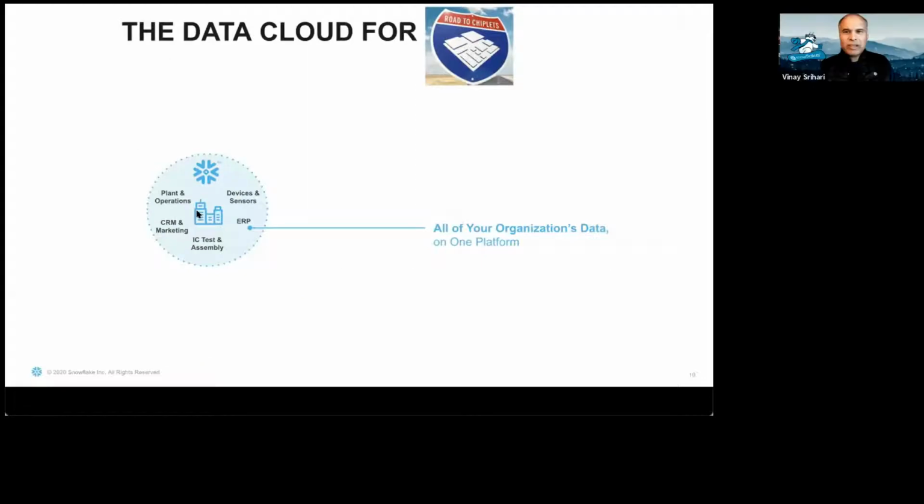So, looking at an application of the data cloud concepts that we've talked about for chiplets for data and test. Let's imagine that you're an organization that has plant operations, devices, sensors, your own internal CRM and marketing, and then a test and assembly center, or multiple centers all over the world, and an ERP, a capacity planning system. This forms the core, the inner core of your data.